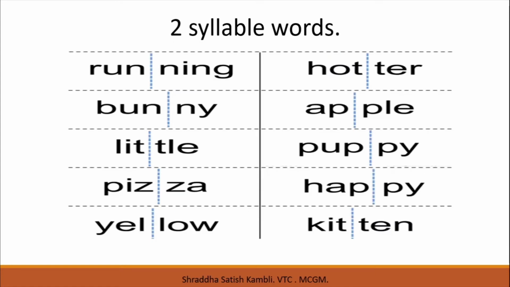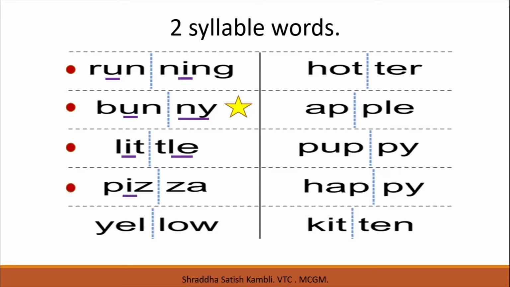See here, running, bunny. But if you pay attention to this part of the syllable, there is no vowel here, okay, but there is a vowel sound, remember. Then you have little, okay. So English is really funny. When you say N and Y, there is no vowel there, but there is a vowel sound there.